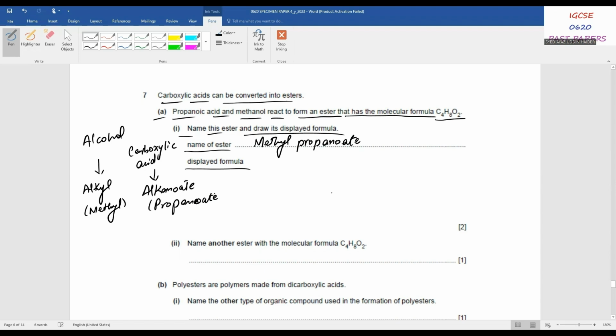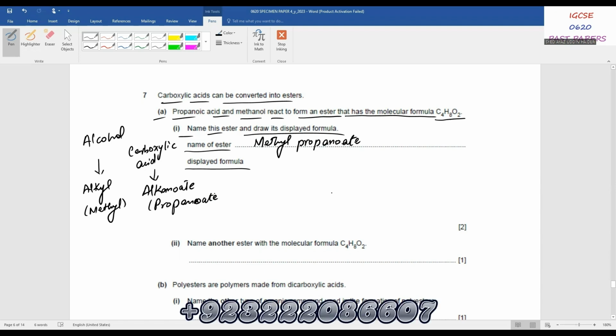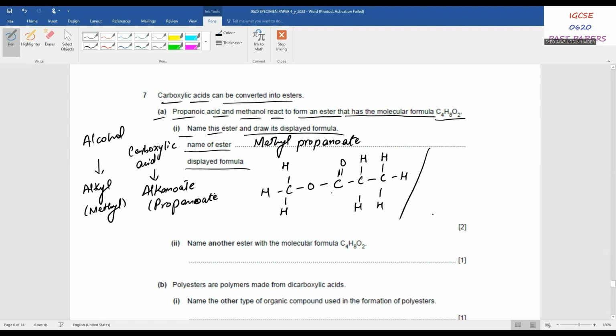Displayed formula. Now it's up to you. If you want to start with methyl, you can start in this way. Now propanoate will be starting from this side. So you'll start with O. We have C, double bond O. 1, 2, 3. This is propanoate. Now I'm placing hydrogen atoms. This is methyl propanoate. Alternatively, you can draw this in this way also. 1, 2, 3. O, CH3.